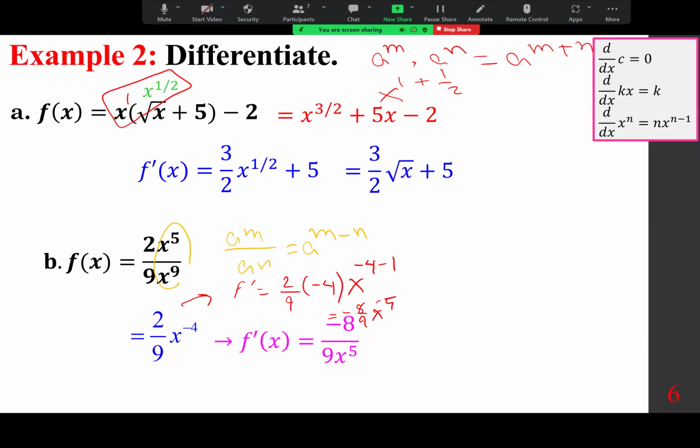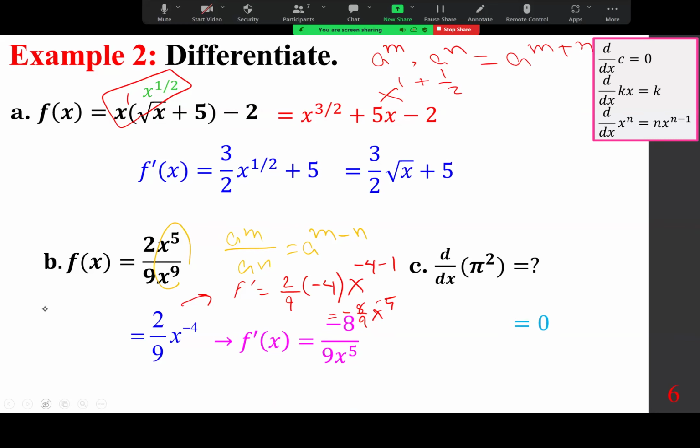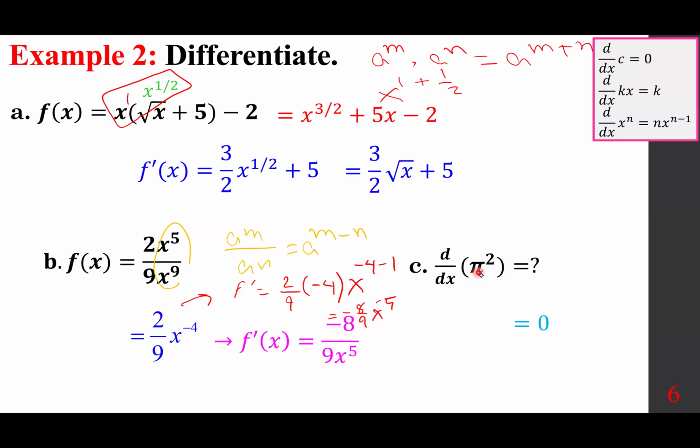And the last question, please recognize pi squared is a number, and therefore the answer is 0. Meaning, if I want to take the derivative of any number, pi squared, e, 2, 5, 1.1, 2/3, it makes no difference. The derivative is 0 because you're dealing with a constant. And that's the key, everybody. You're dealing with a constant.